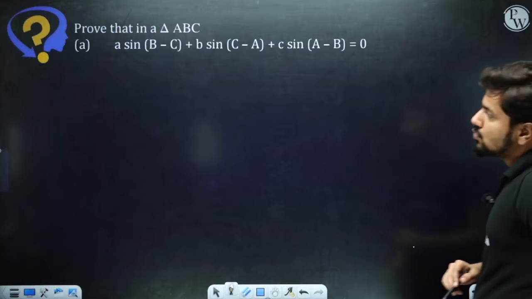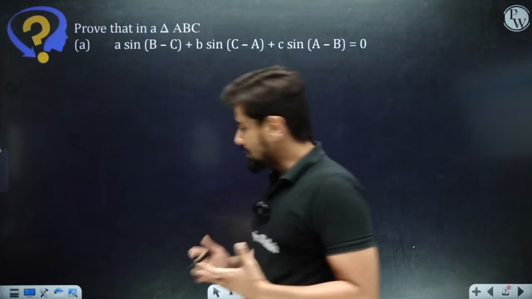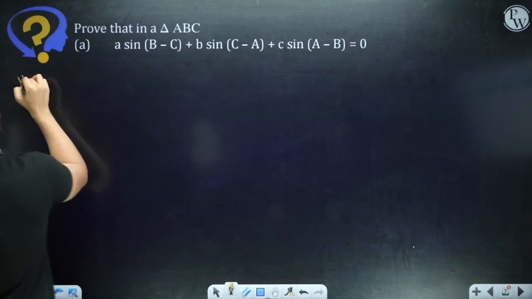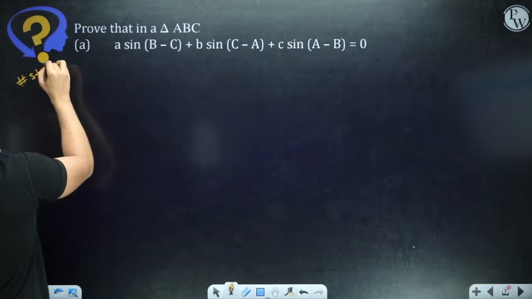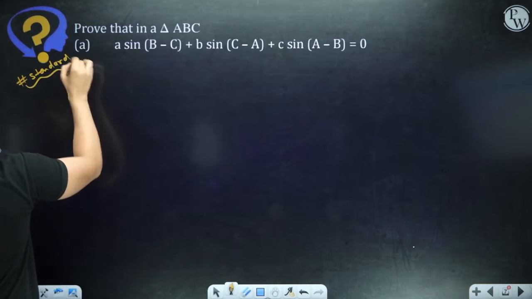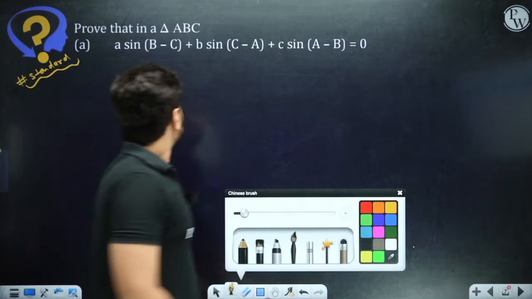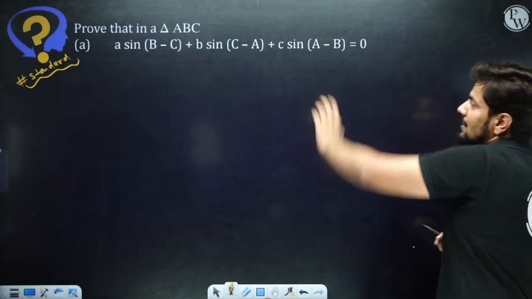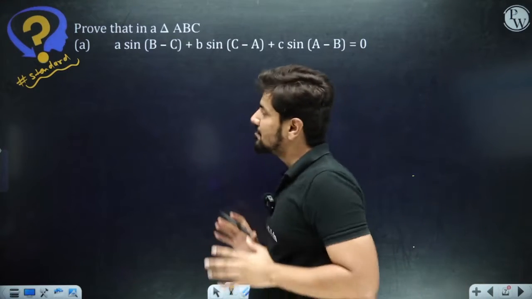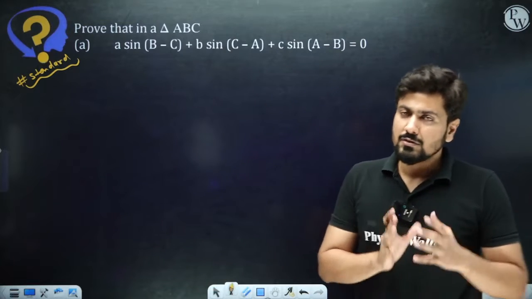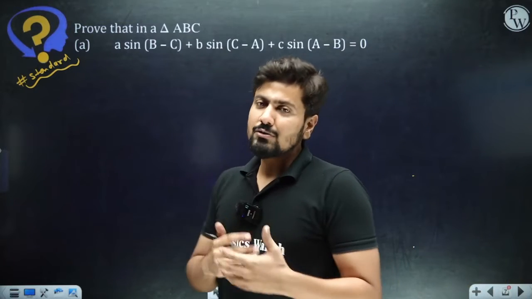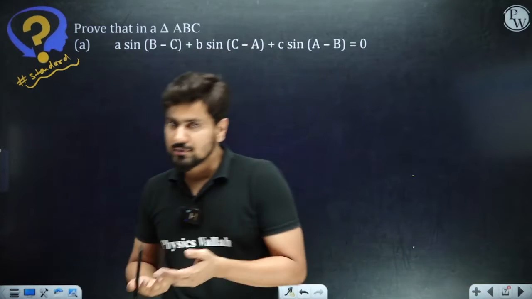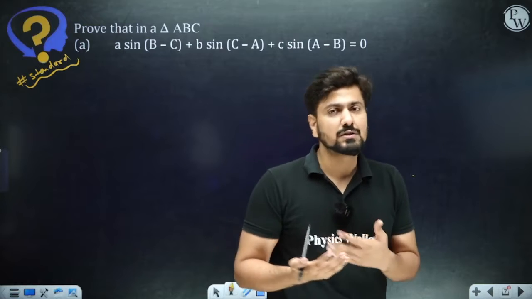Now let's do these important and standard equations. These are standard equations, you will find these in all your standard books. So a times sine of (B minus C), b times sine of (C minus A), c times sine of (A minus B). We have to prove that the sum is equal to 0. So let's use the sine rule over here. We will be using the sine rule whenever we want to write sides in terms of angles or angles in terms of sides.